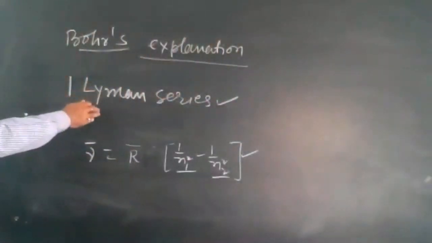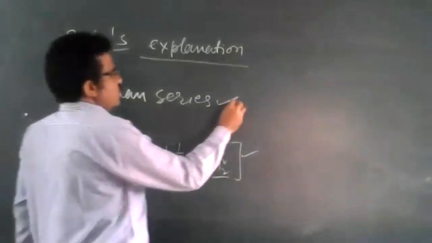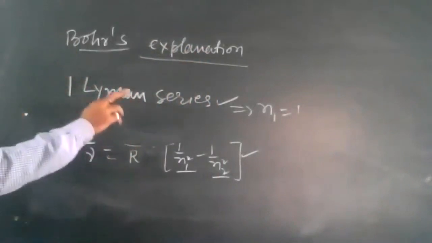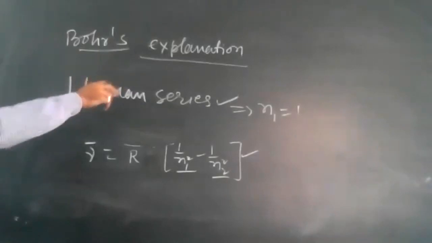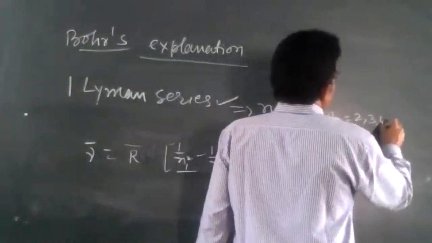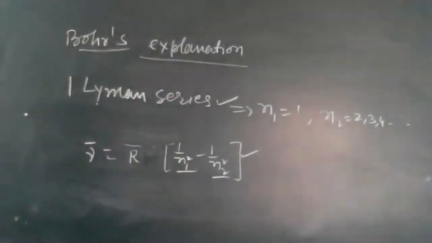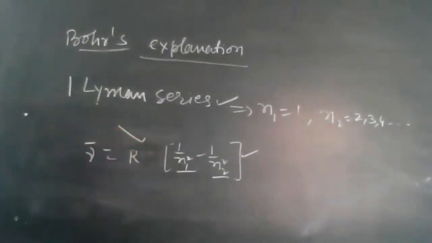In that Lyman series, Bohr's postulate is that this series can be obtained when the electron jumps from N1 equal to 1, that is, the electron jumps to the first orbit from any other outer orbit, say N2 equal to 2, 3, 4 like this. 2 से 1 में, 3 से 1 में, 4 से 1 में. The wave number of the spectral series can be calculated by this formula here.